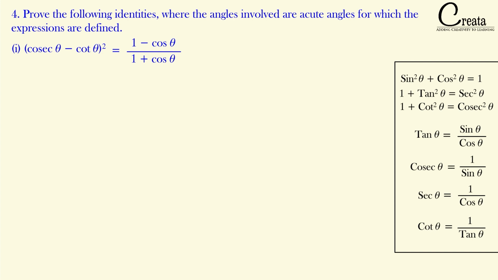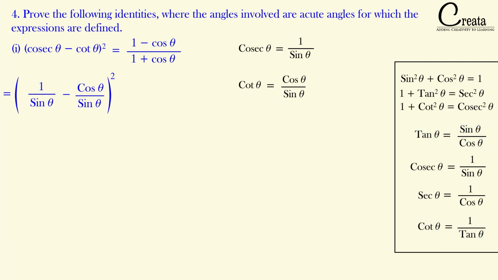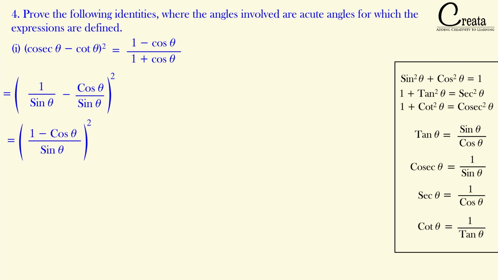Cosec we know is the reciprocal of sine, that is 1 upon sine theta, and cot theta is cos theta upon sine theta. Cot is the reciprocal of tan and we know tan is sine upon cos, so cot will be cos upon sine. Okay, let's replace the terms. Let's take sine theta as the LCM.